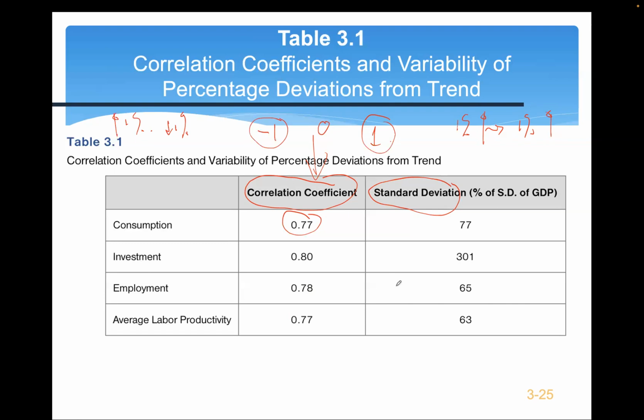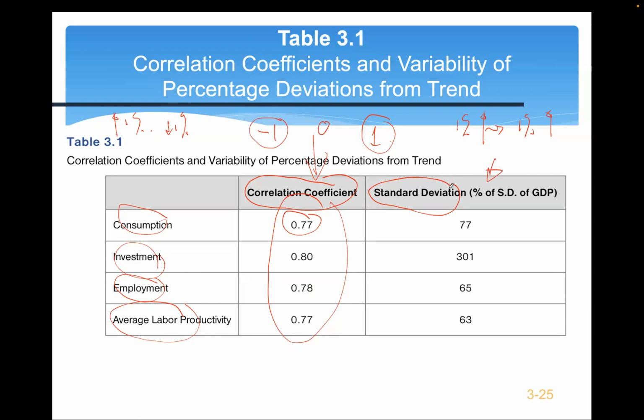And clearly, look at here, all these variables are positively correlated, right? This includes consumption, investment, employment, and average labor productivity. We have seen those graphs before, right? Not only are they positively correlated, they are very correlated. It's close to 1, and pretty much in the same scale, like close to 0.8. This column. Now let's look at the standard deviation.